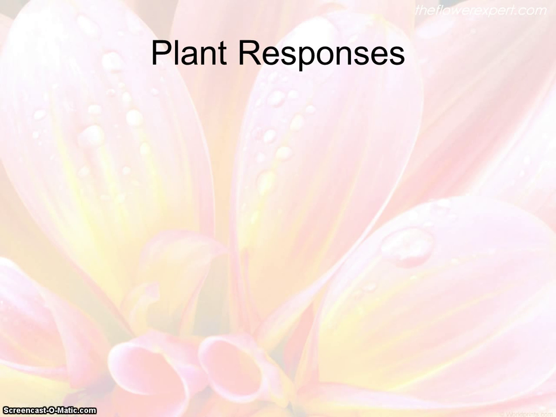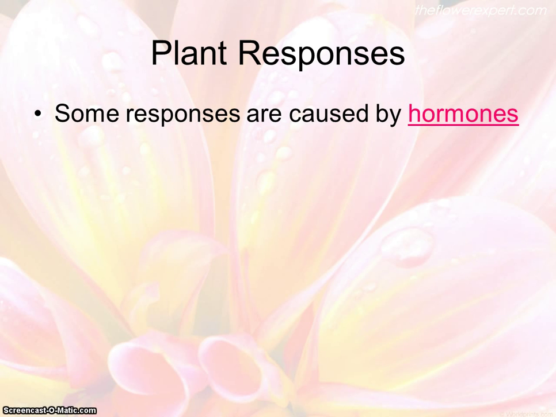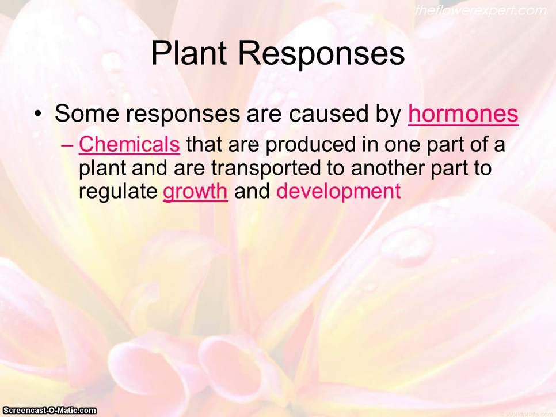All right, in this next part, we're going to be looking at how plants respond to their external environment. Okay? Most plant responses are going to be controlled by hormones. These are just chemicals that the plant produces. They're transported through the plant, through other parts, maybe through the stem to help regulate growth, through the leaf to help trigger photosynthesis, to other parts to help trigger development, cell respiration, that type of thing.